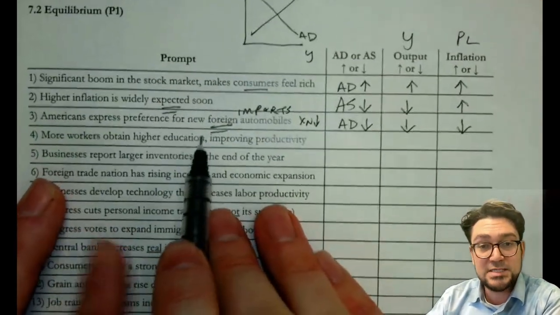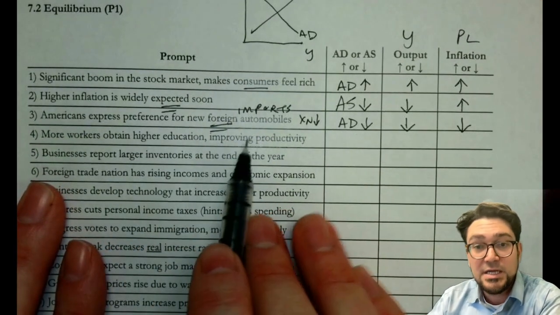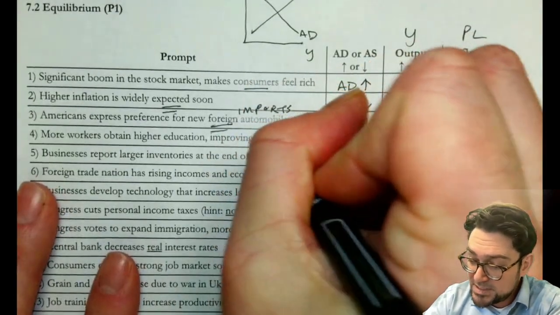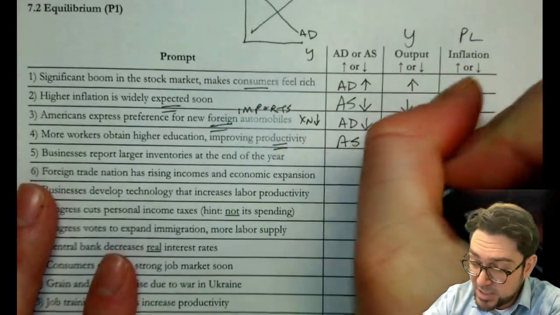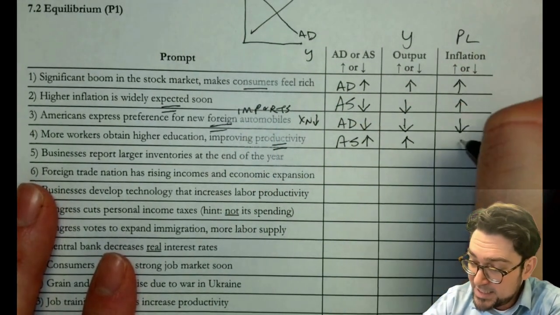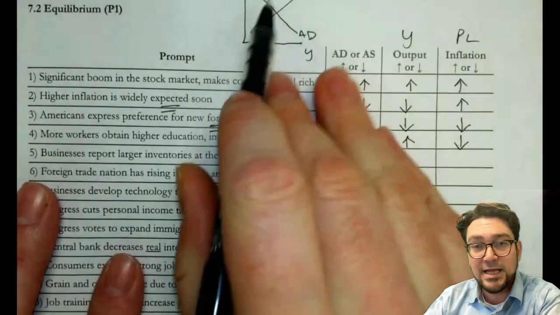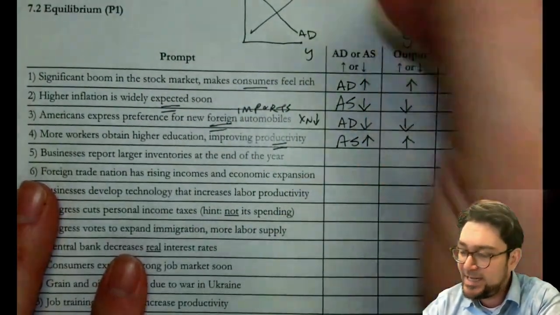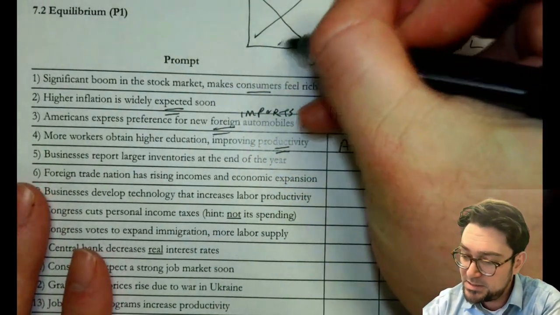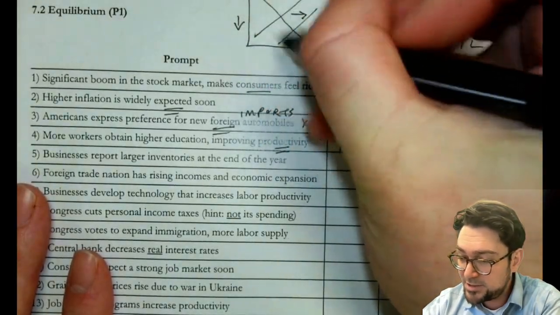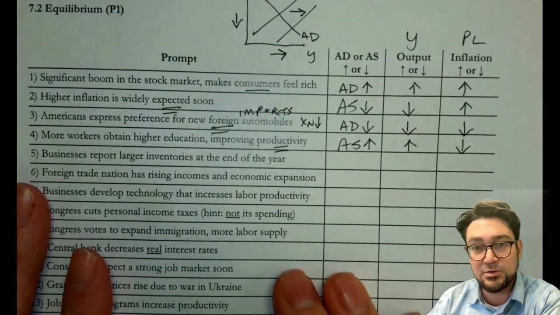Number four, more workers obtain higher education, improving productivity. This productivity is the key here. Aggregate supply is going to increase, output's going to rise, and prices will fall. Again, if you're having trouble envisioning how that would happen, you could draw a little picture and say, well, when SRAS shifts to the right, that's going to cause prices to go down and output to go up.